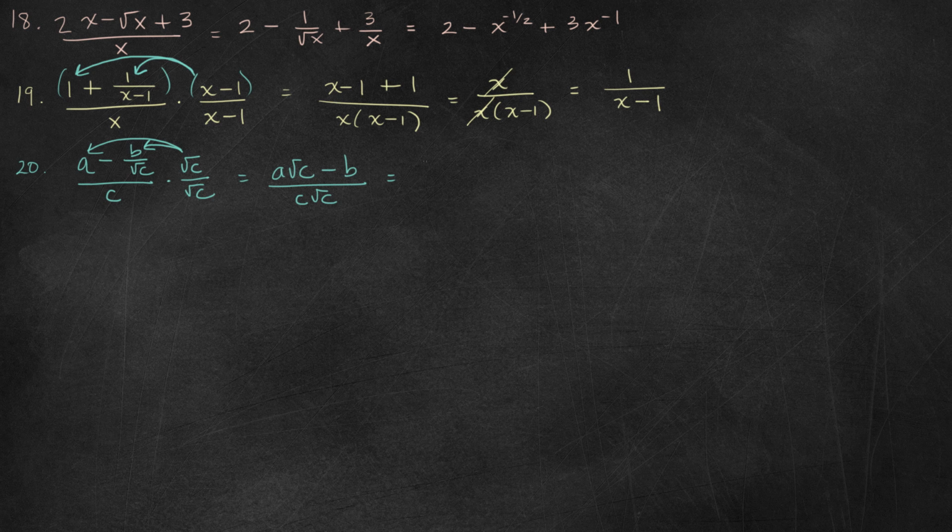Okay, we can separate this into a root c over c root c minus b over c root c, which simplifies to a over c minus b over c root c.